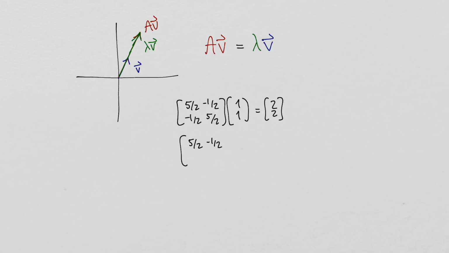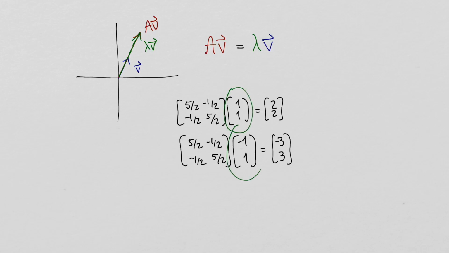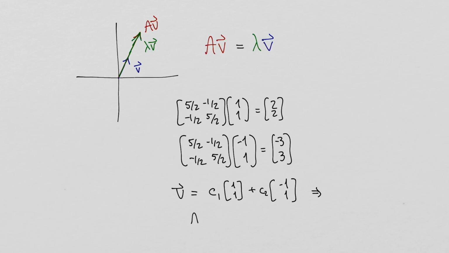Likewise, minus 1, 1 is an eigenvector with eigenvalue 3. Since these vectors form a basis of R2, we can write any vector as a linear combination of these vectors. Representing v in this way, we can see that applying A to v doubles the c1 value and triples the c2 value.